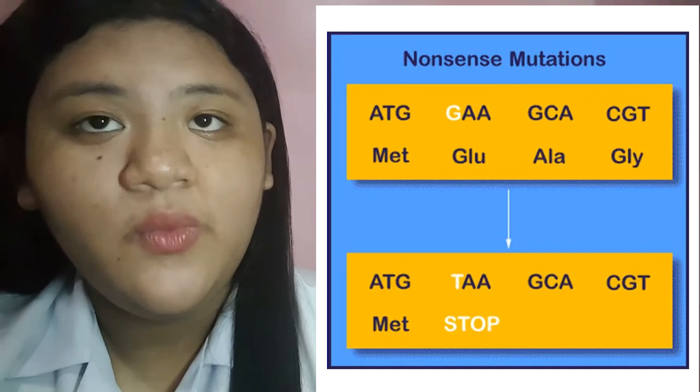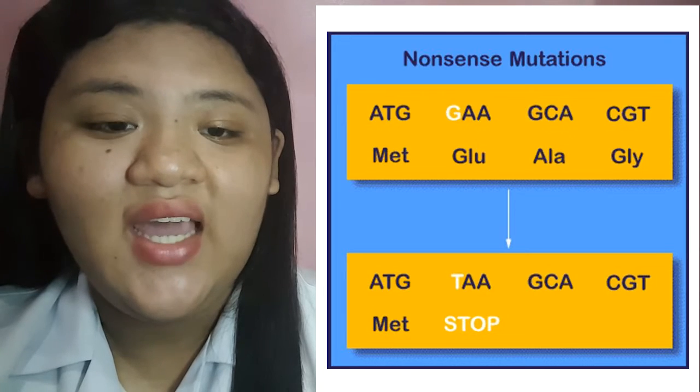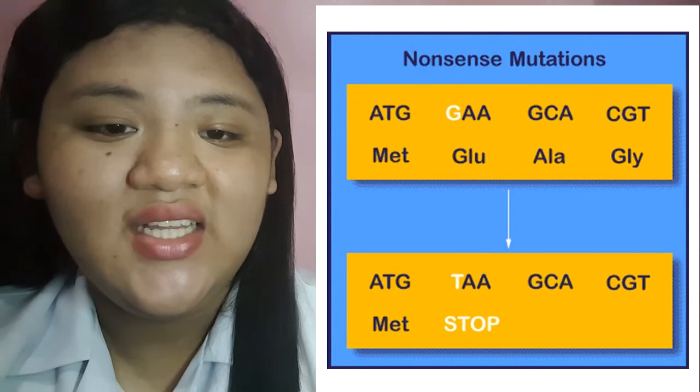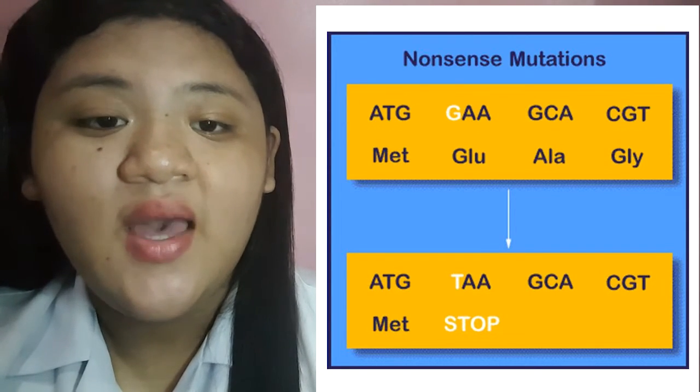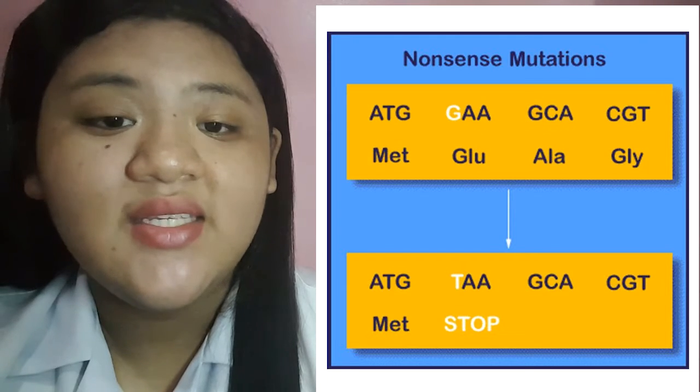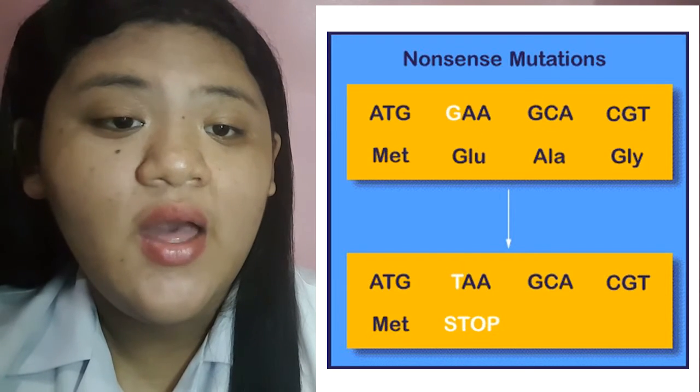Next one is nonsense mutation. It is a point mutation in a sequence of DNA that results in a stop codon. It differs from missense mutation, which is a mutation where a single nucleotide substitution results in a different amino acid. For example, ATG, GAA, GCA, CGT, and the protein is methionine, glutamic acid, alanine, and glycine.